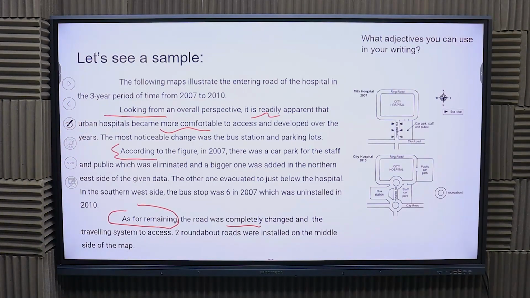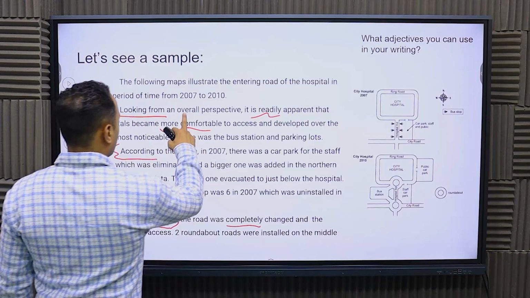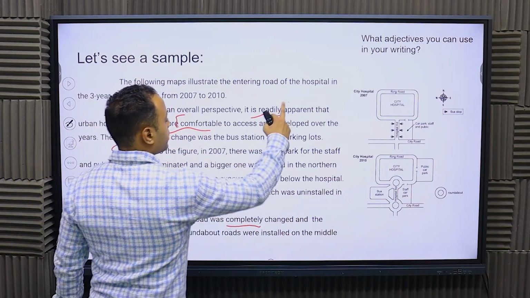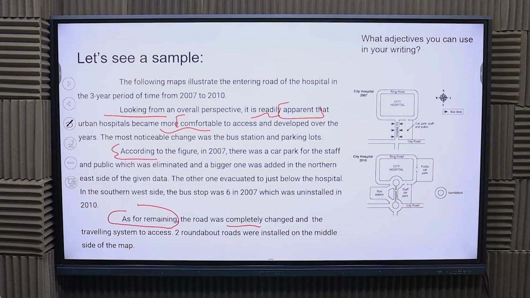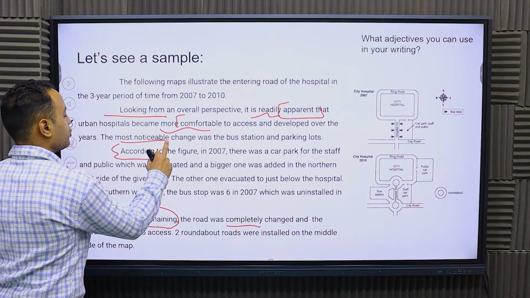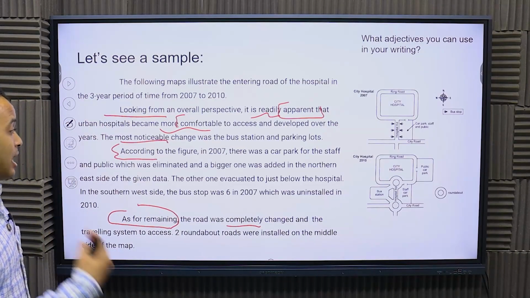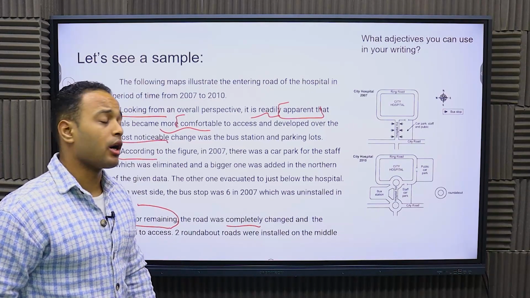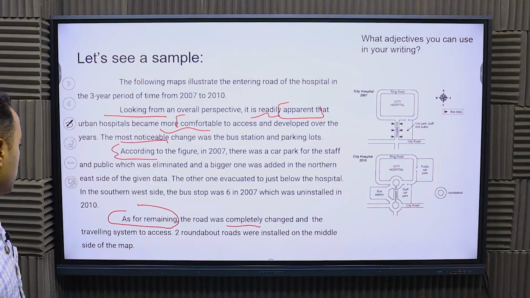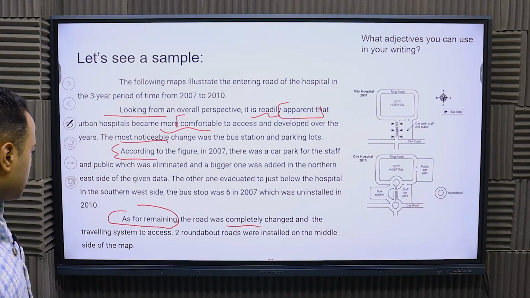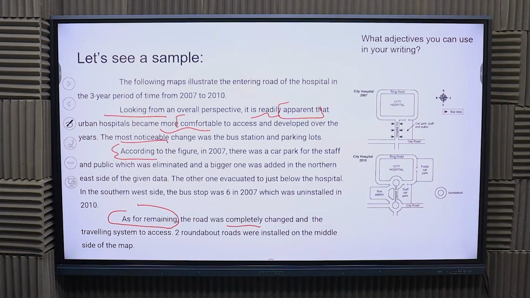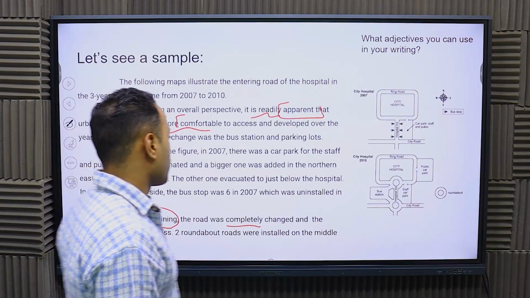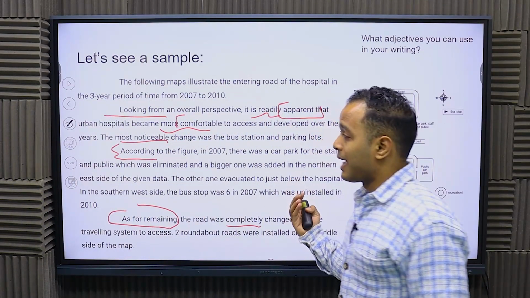Let's have a look at the adjectives. And yes, I highlighted comfortable, apparent. Yes, what else? Noticeable, that's the most noticeable. And using adjectives is so important in the IELTS Part One. In addition to this, let me see. Yeah, there is a kind of limited usage when it comes to the adjectives as well.